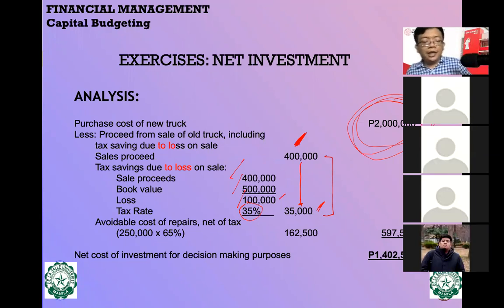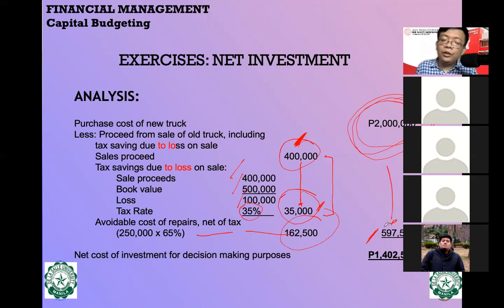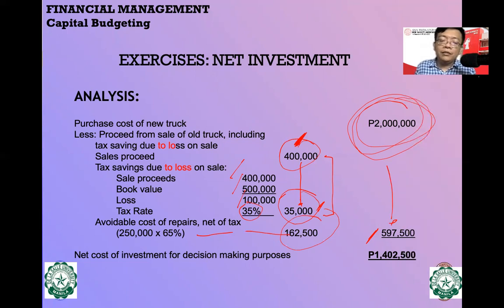Alright, next. Avoidable cost of repairs. Of course, 250. Hindi na magagastos to kasi you will now purchase a new truck, pero dapat net of VAT. So 400 plus 35 plus 162, you have 597,500. As you notice, it is to be deducted from your 2 million. Magkano net investment? 1.42. Okay? So ito na yung gagamitin natin as part of the net investment.